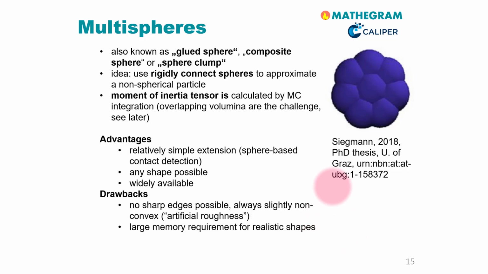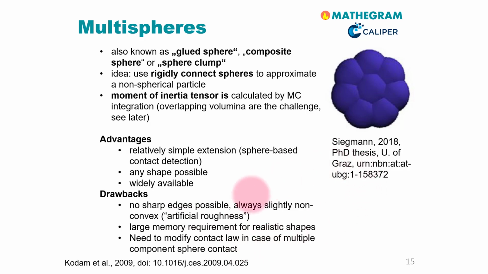Also, if we have realistic shapes, so many subparticles, we will need a lot of memory, as you will see. Last, there is a need to modify the contact law in case multiple component spheres can be in contact with another particle. This has been discussed in CODAM. It's a detail, but it's often overlooked.